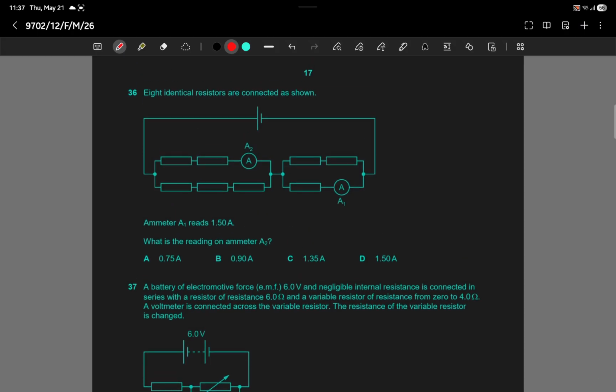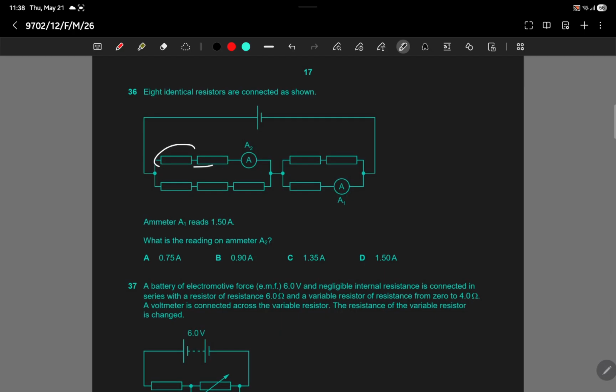Now, question number 36. 8 identical resistors are connected as shown. Ammeter A1 reads 1.5 amps. What is the reading on ammeter A2? So this whole thing and this whole thing are connected in series. So what is A2? These are connected in series as well, but this whole thing and this whole thing are in parallel, while this and this are in parallel.